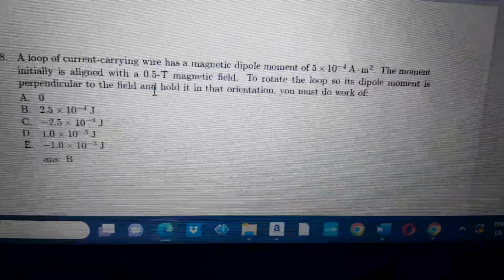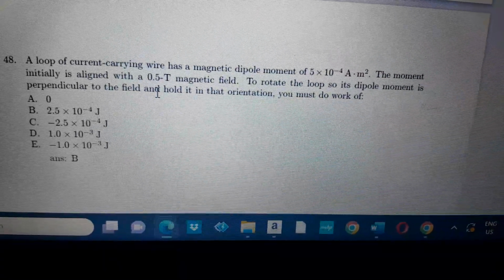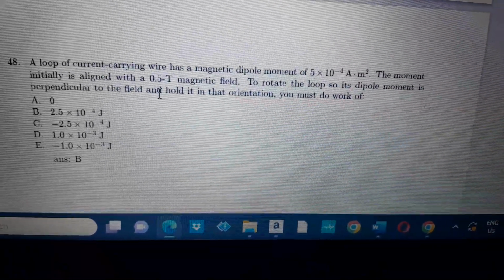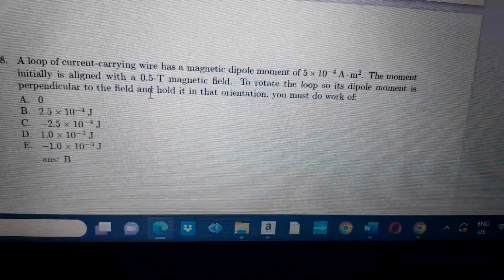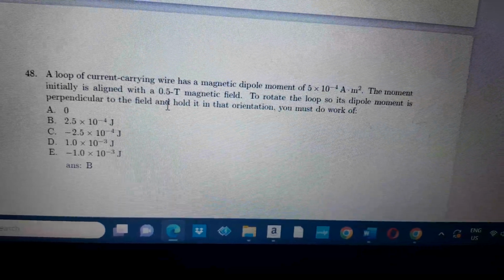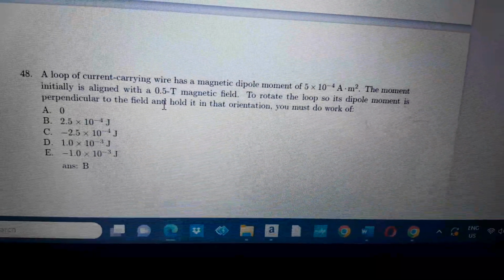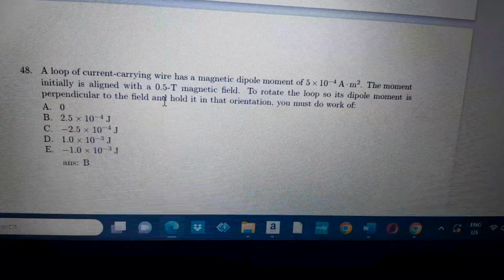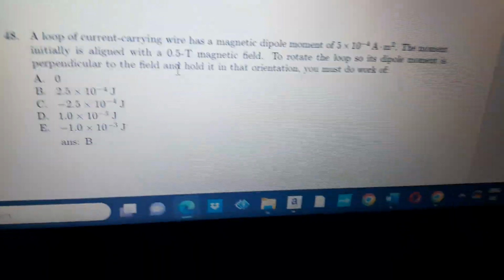A loop of current carrying wire has a magnetic dipole moment of 5 times 10 to the power of negative 4 A m squared. The moment is initially aligned with a 0.5 Tesla magnetic field. To rotate the loop so its dipole moment is perpendicular to the field and hold it in that orientation, you must do the work of 2.5 times 10 to the power of negative 4.